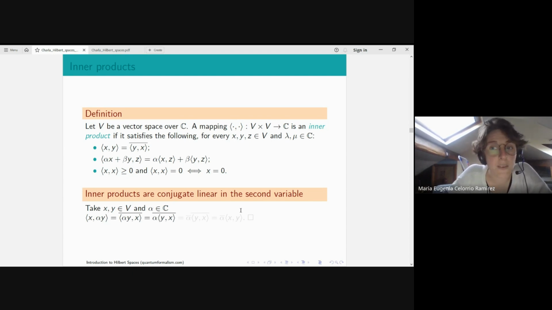Now, because we already saw that it was linear in the first variable, we can take the scalar out of the inner product. Remember, we are taking the complex conjugate over all of it. But we know that the complex conjugate of a multiplication is the same as the multiplication of the complex conjugates, so we can just take it out. And by using, again, the first property of an inner product, we can come back to the inner product of x and y. So the inner product of x and alpha y is the complex conjugate of alpha times the inner product of x and y. So this shows that inner products are conjugate linear in the second variable, and we have to be very careful because we tend to think, oh, it is linear in the first variable, so it is linear in the second one. That's not the case.